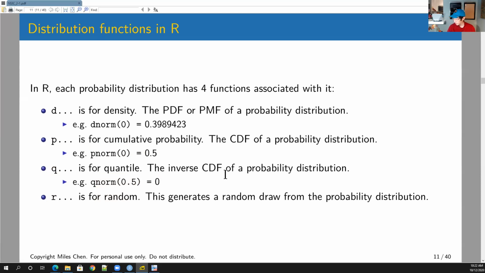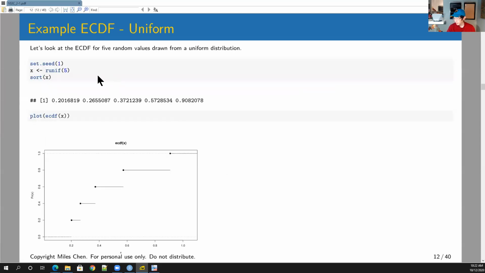Anyway, this is what the empirical CDF looks like. Here I'm going to draw 5 values from the random uniform distribution, which spits out 5 values between 0 and 1. If I sort x, this is what I get: 0.2016, 0.2655, 0.372, 0.572, 0.908.